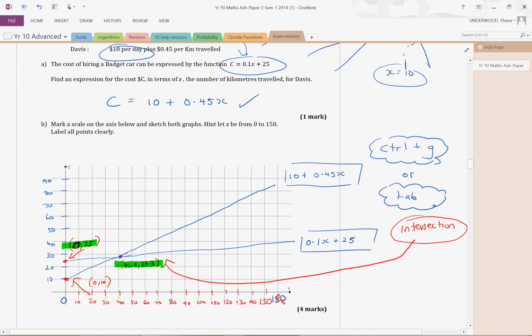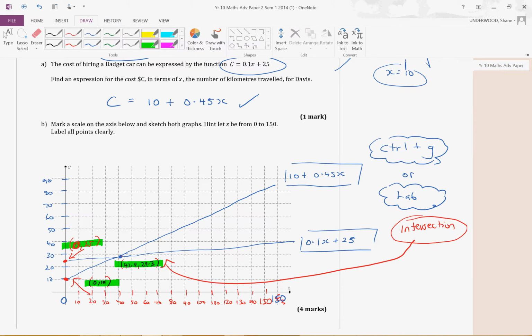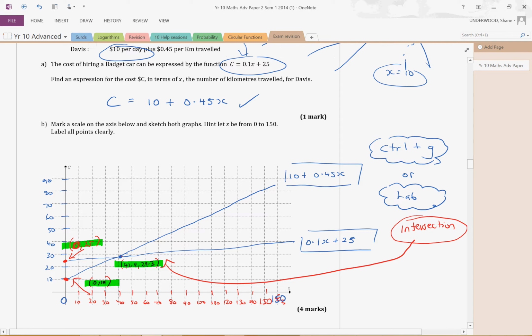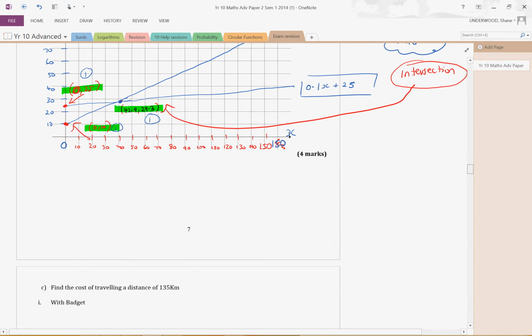So in order to get your marks, you would have got a mark for doing that. You would have got a mark for getting the y-intercepts, the c-intercepts in this case. So 1 mark here, 1 mark here, 1 mark here, and I guess 1 mark for labelling both graphs, and actually getting the gradient correct. That's about it for me. So let's move on to the next question.